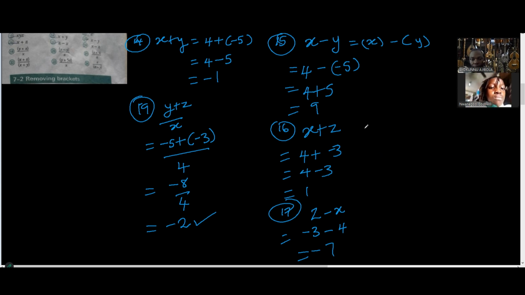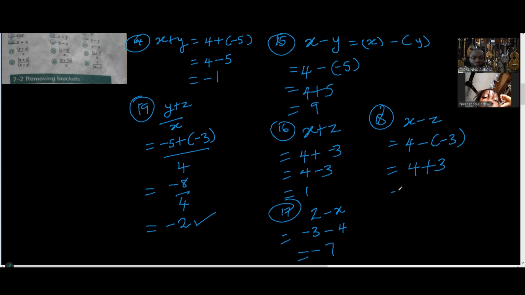And number 18, we have x minus z. Z is a negative number, so 4 minus that negative number 3. That'll be 4 plus 3. And that's going to be 7. So we've done number 19. Let's move to number 20.